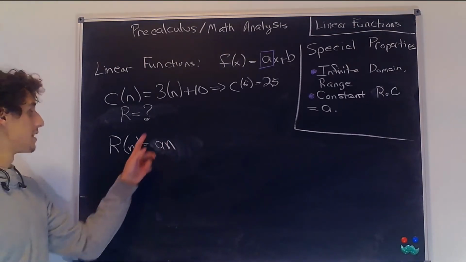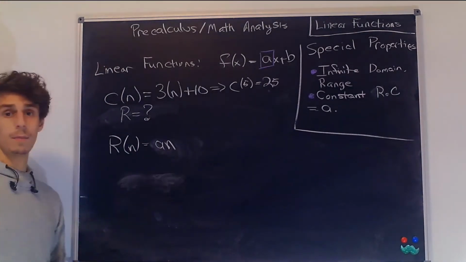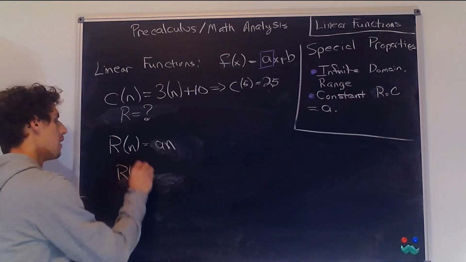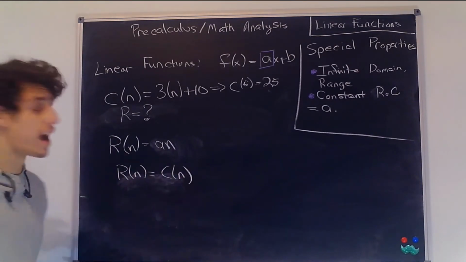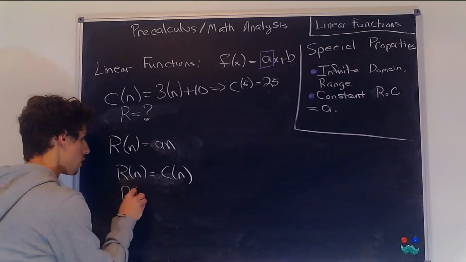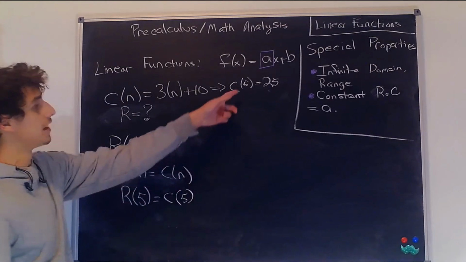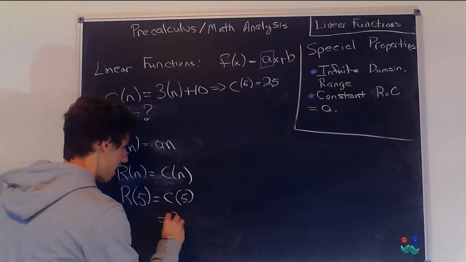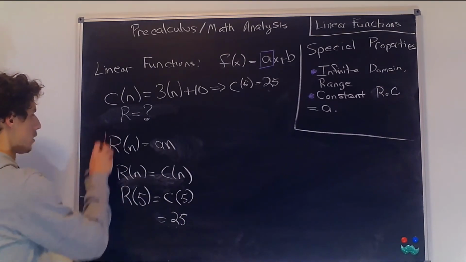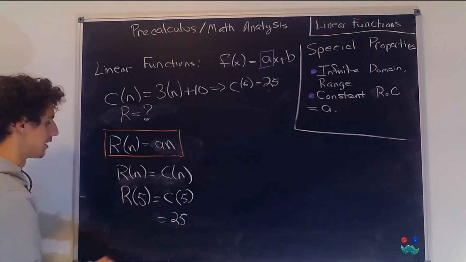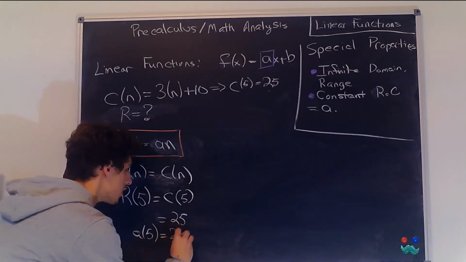So now we need to figure out what this a needs to be for Susie to break even, which her cost is 25 up here. But for Susie to break even, her revenue, R(n), needs to equal her cost, C(n). But we know that we're looking for when Susie sells 5 cups of lemonade. So R(5) must equal C(5), like that. But we know what C(5) is. We calculated that on the last board. That's 25. So R(5) is this function here with 5 plugged in for n. So let's go ahead and write that. That gives us a times 5 equals 25.